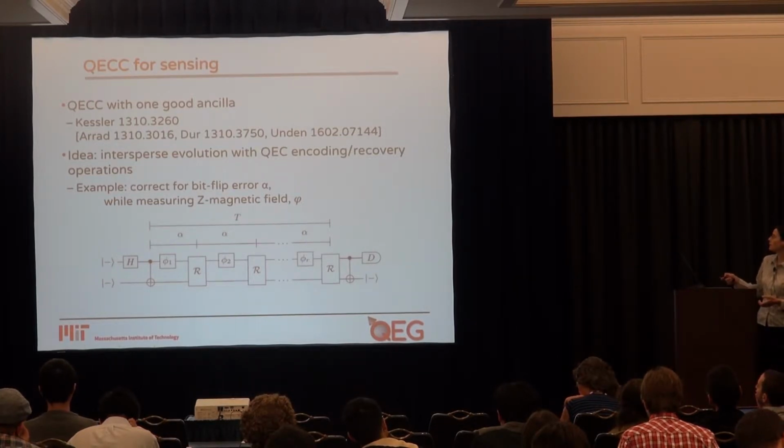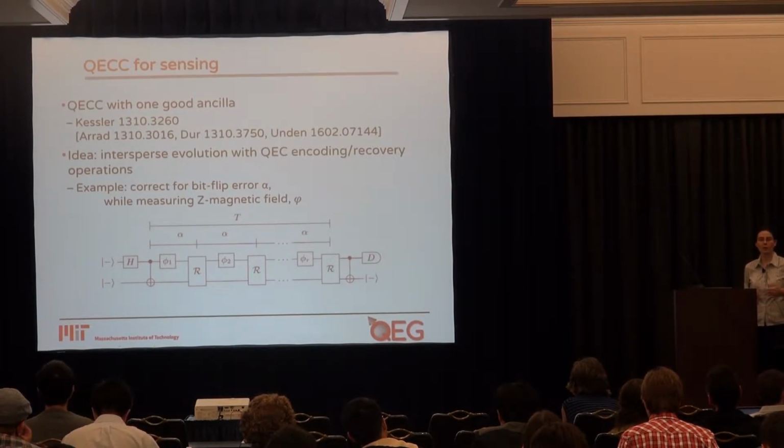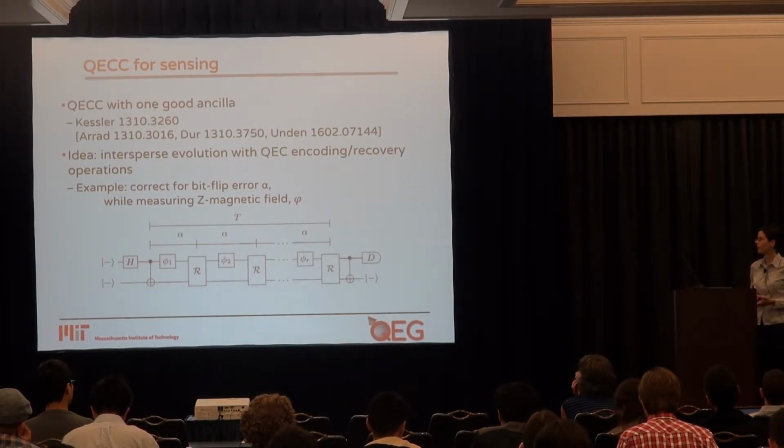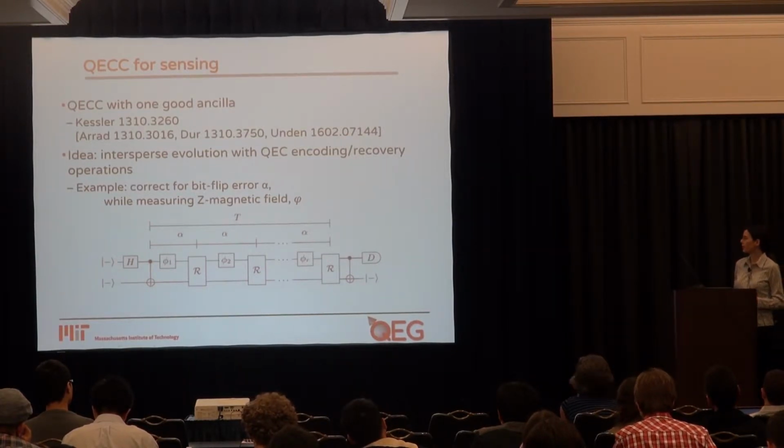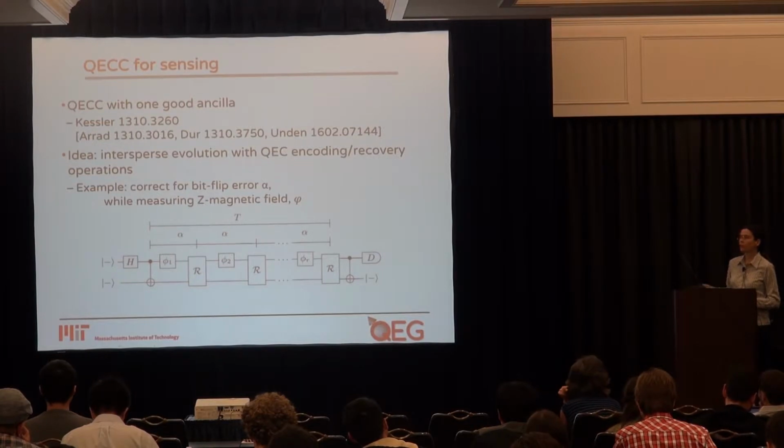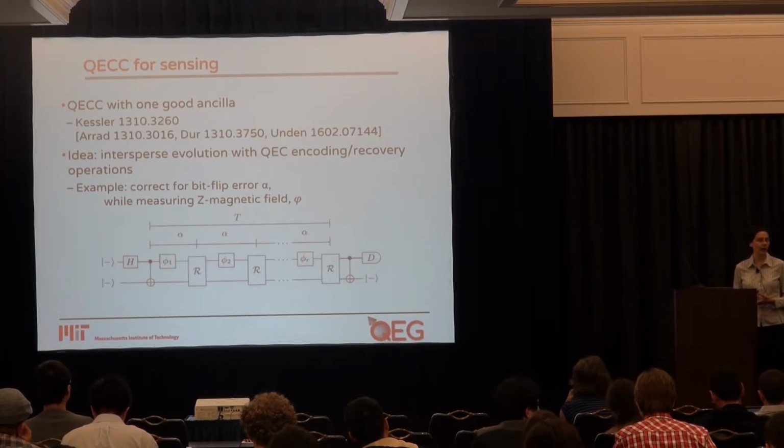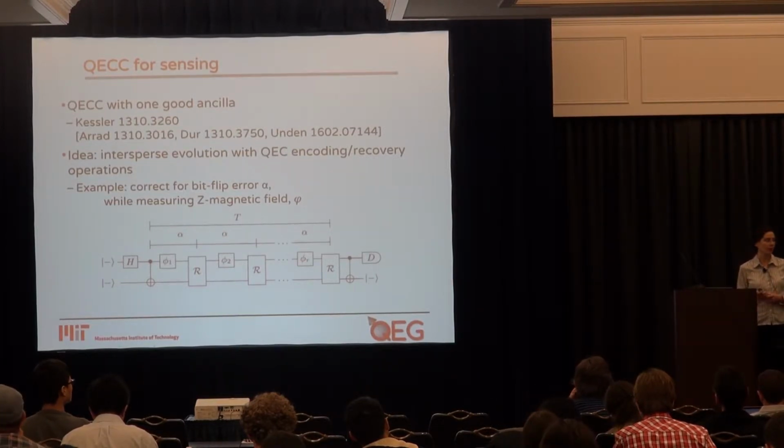And so the scheme can be thought of in a very simple way. What you do is let your quantum sensor interact with the external field, and so acquire, for example, a phase, or in any case some state which is a function of the external parameter. And from time to time, you apply some encoding and recovery operation in order to correct for a possible error which has happened during the free evolution time.